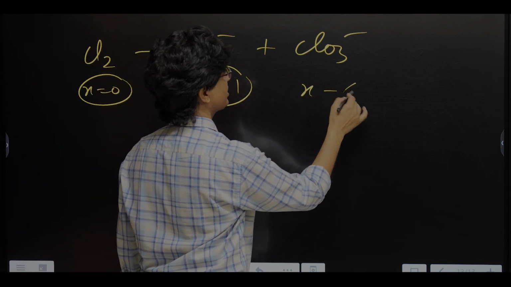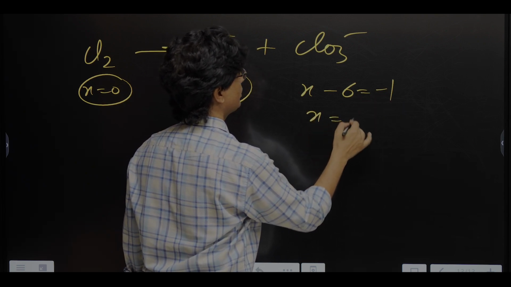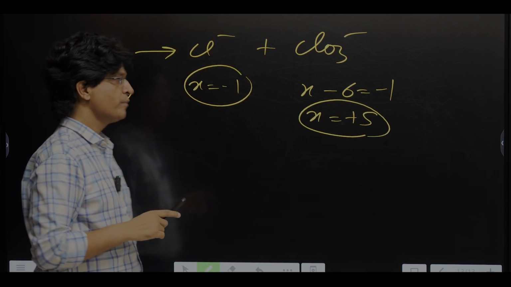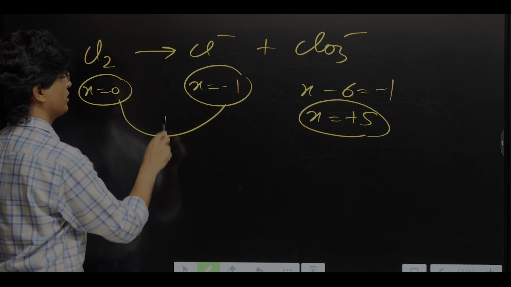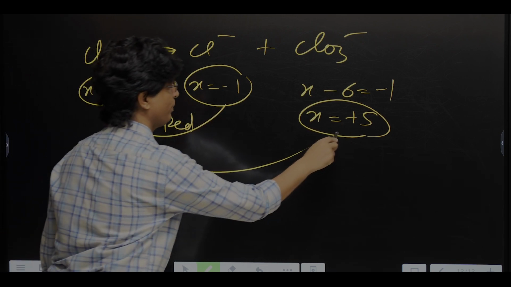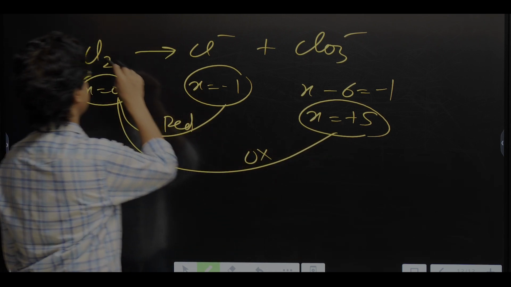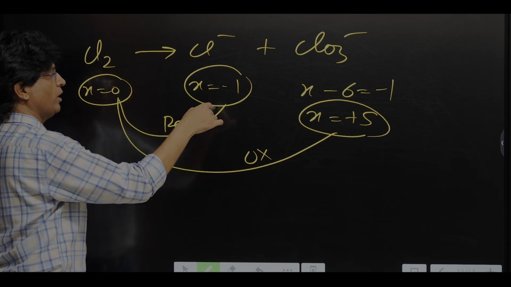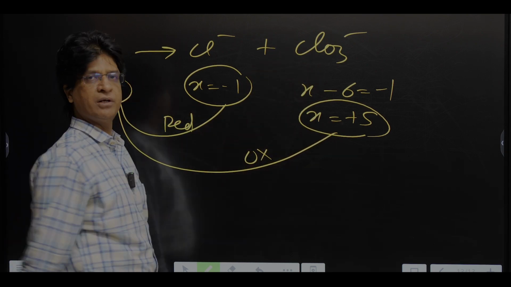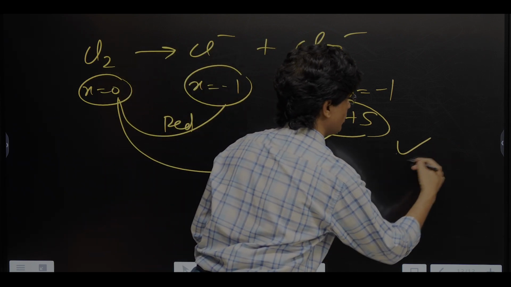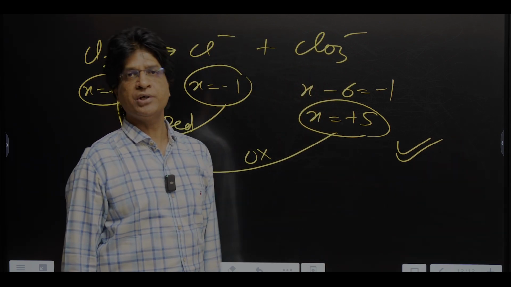And X minus 6 equal to minus 1, X equal to plus 5. Yes or no? So 0 going to minus 1 is called reduction. 0 going to plus 5 will be called oxidation. The same element is going for reduction as well as oxidation. Yes, definitely this also lies in the category of disproportionation reaction.